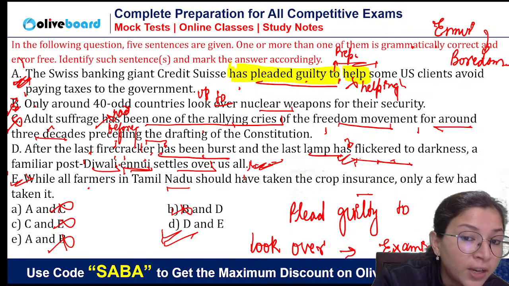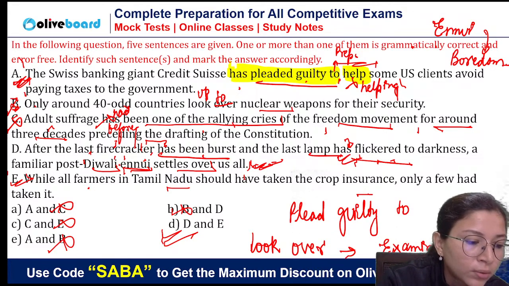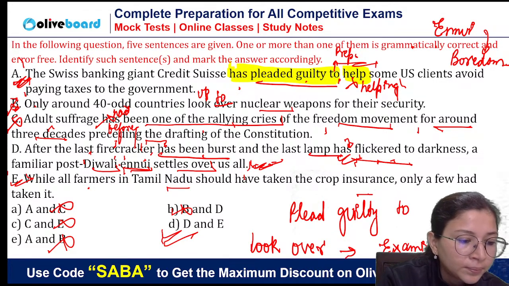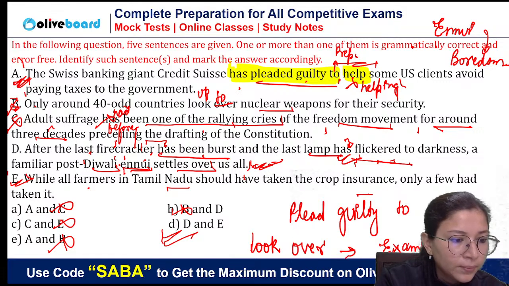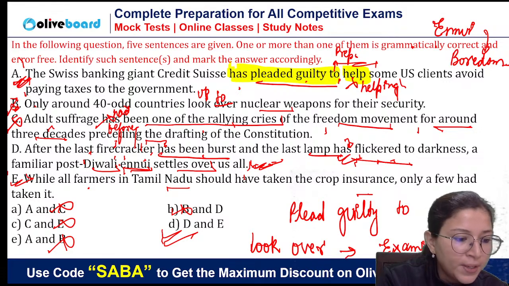Has been flickered, it means somebody has flickered it. So is it necessary that you will only flicker the lamp, or the lamp flickers on its own? So I hope it's clear. The sentence is clear to everyone.